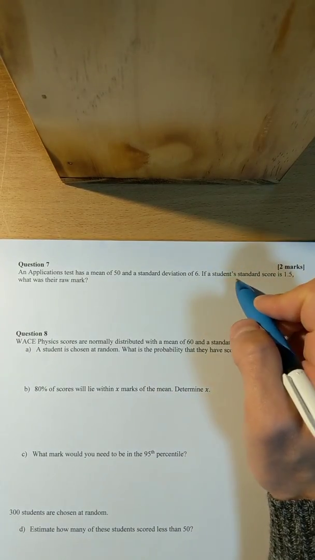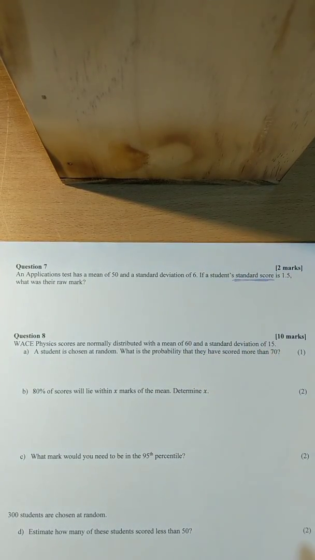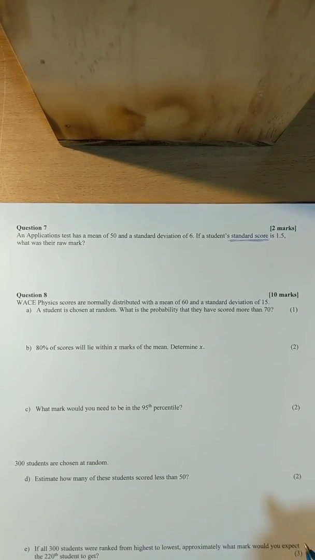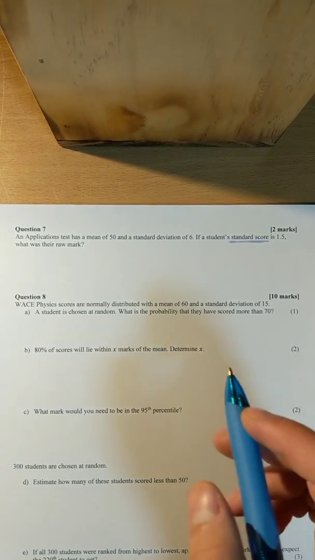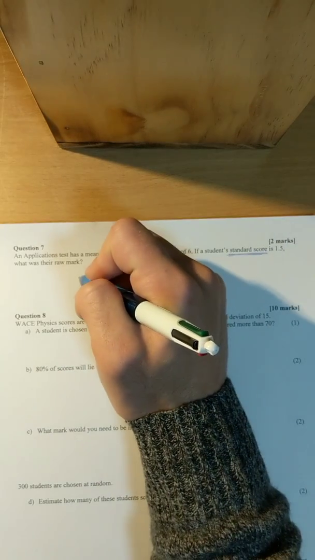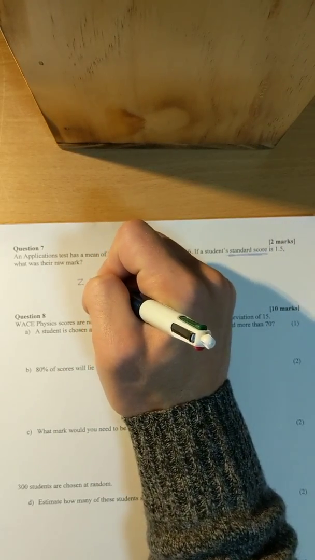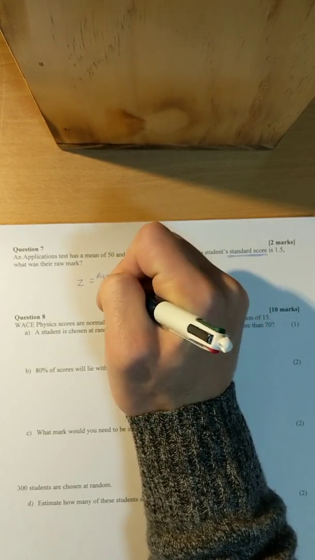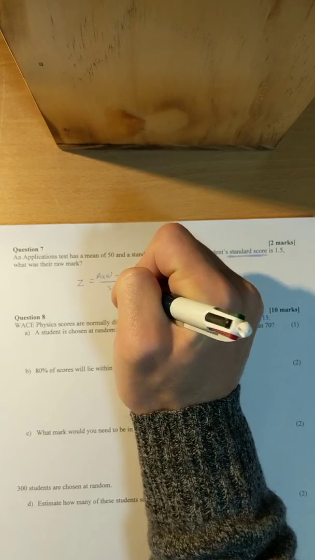Question 7. An applications test has a mean of 50 and a standard deviation of 6. If a student's standard score is 1.5, what was their raw mark? Okay, that's going to require us to work backwards a little bit. So first I'm going to write down the formula for standard score that we know. So my z-score equals raw minus mean over standard deviation.